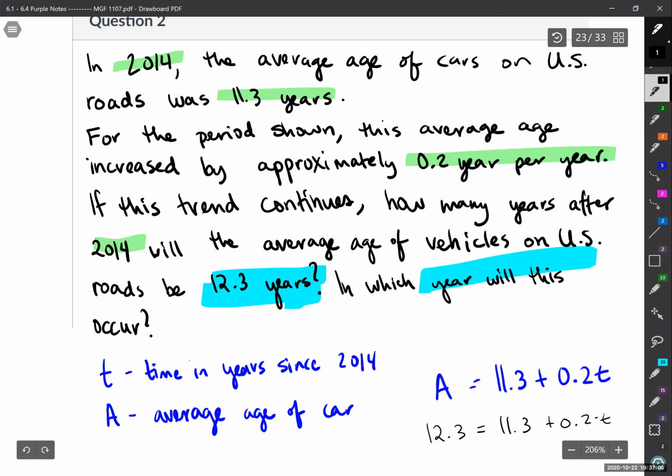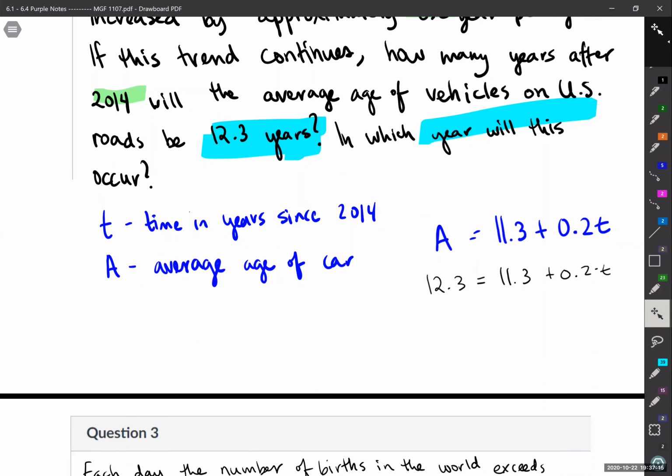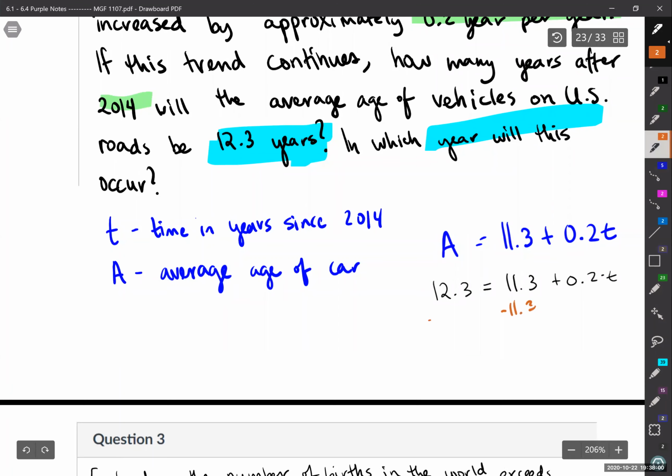So I could solve using algebra to get t by itself. Now this collapses to some of our earlier problems of solving an equation. Let's all take a moment to solve for t. Perfect, Kimberly. So here we would subtract 11.3 from both sides. That leaves us with 1 equals 0.2t. Divide both sides by 0.2. And we get t is 5 years exactly.